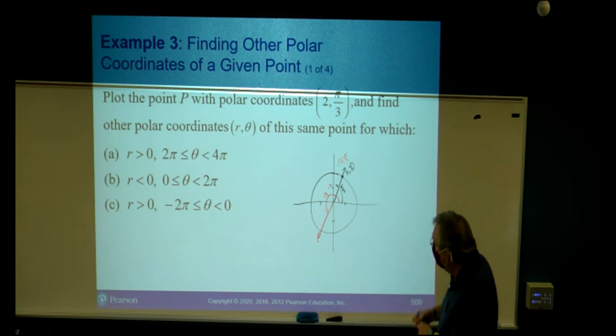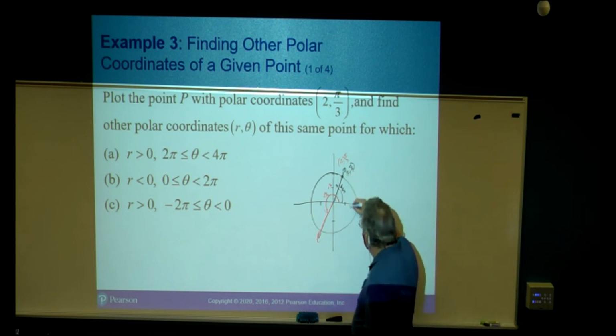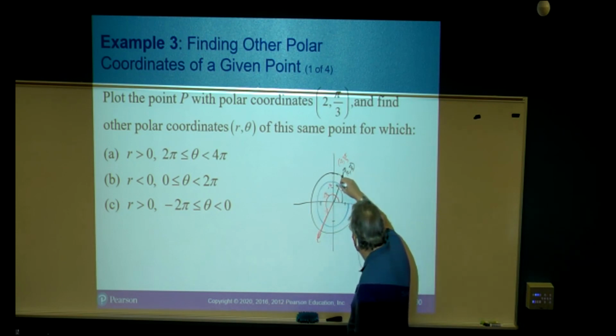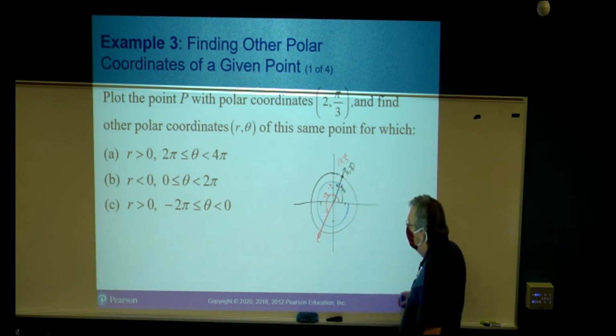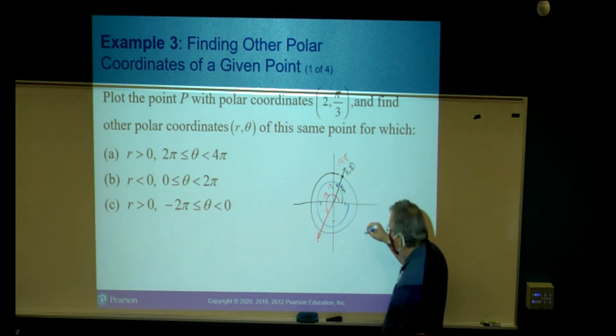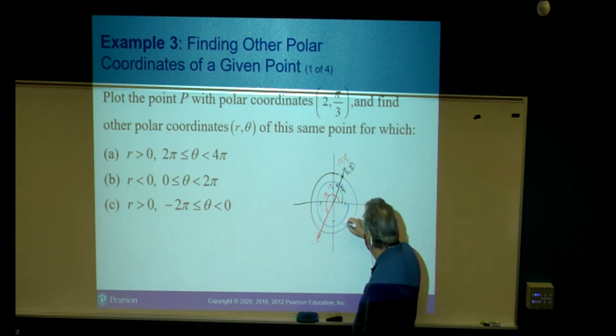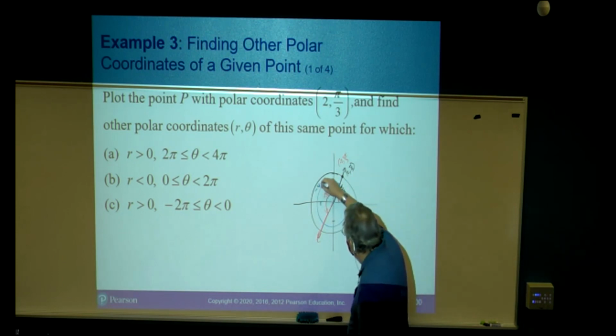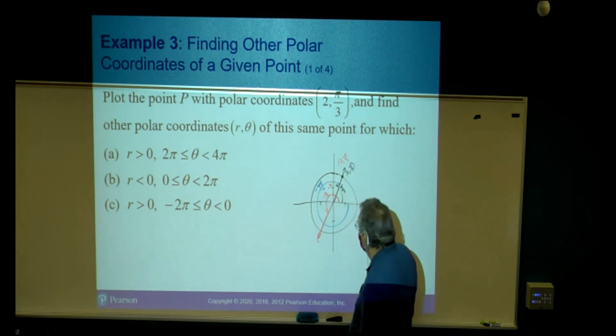Okay, so we want the angle to be negative now. So that means I want to go in this direction to here. Well, that angle, that's a negative 4 pi over 3. So that's going to be the point. The radius is 2 and theta is a negative 4 pi over 3.